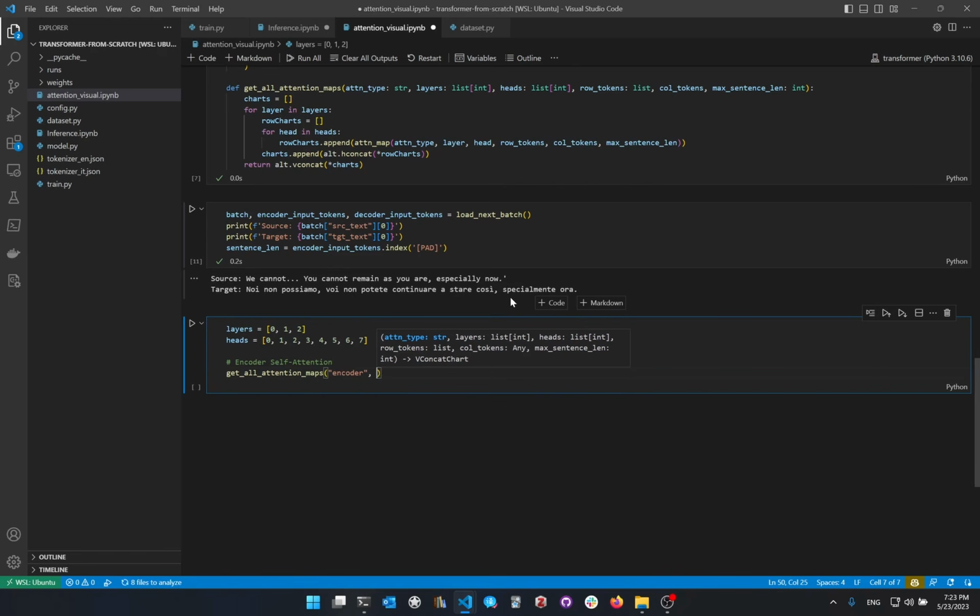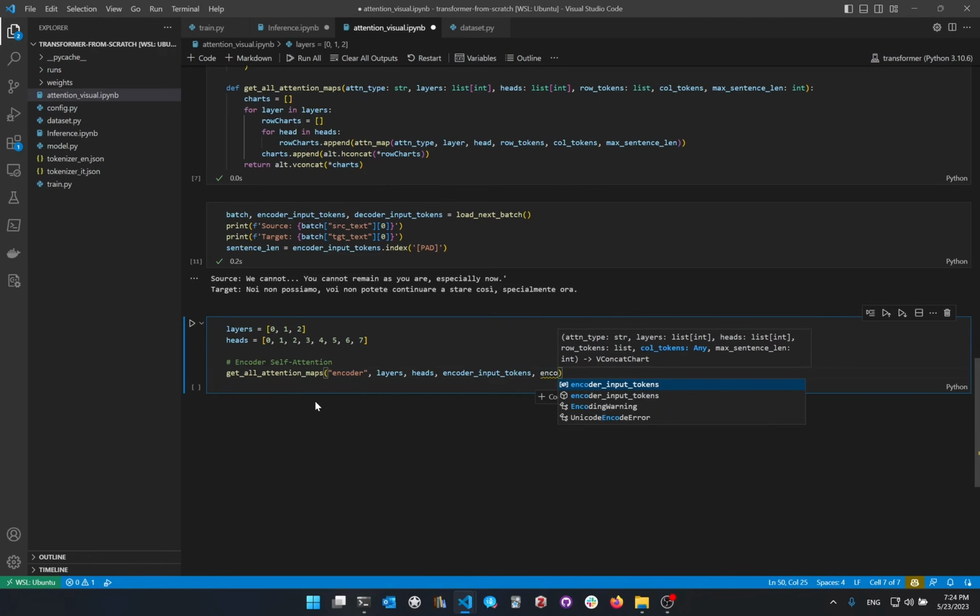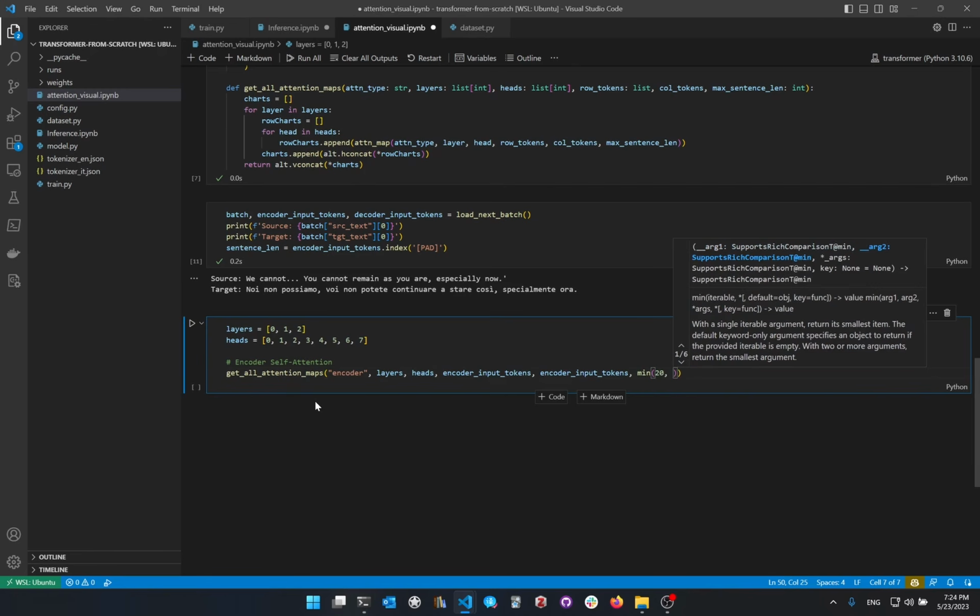Okay, let's first visualize the encoder self-attention, and we do get all attention maps, which one we want, so the encoder one, and we want these layers and these heads, and what are the row tokens, the encoder input tokens, and what do we want in the column, because we are gonna build a grid. So as you know, the attention is a grid that correlates rows with columns. In our case, we are talking about the self-attention of the encoder, so it's the same sentence that is attending itself. So we need to provide the input sentence of the encoder on both the rows and the columns. And what is the maximum length that we want to visualize? Okay, let's say we want to visualize no more than 20, so the minimum of 20 and sentence length.